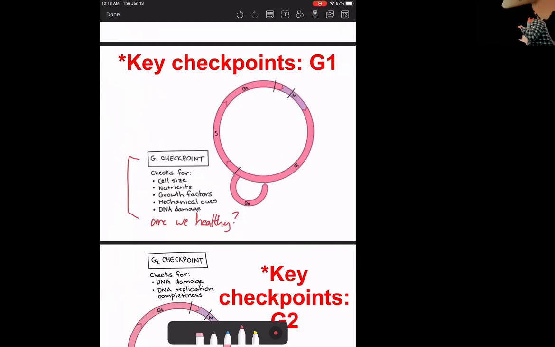So these checkpoints, these are the reason why it's a cell cycle. Because a lot of the times, if we're not healthy here, the cell actually undergoes something called apoptosis, and it blows up. You got 10 trillion cells. Getting rid of one bad one is not going to hurt you. It's actually going to be way better.